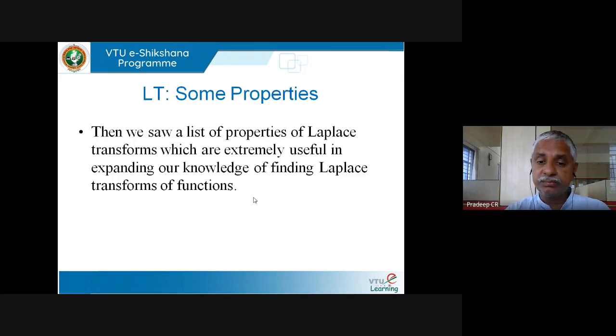Now, next we saw a list of properties of Laplace transforms, which actually expanded our horizon on finding the Laplace of functions.